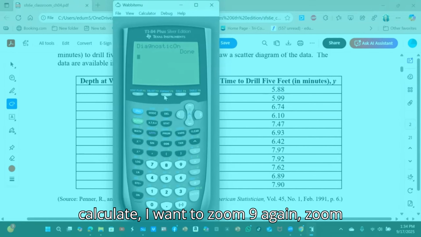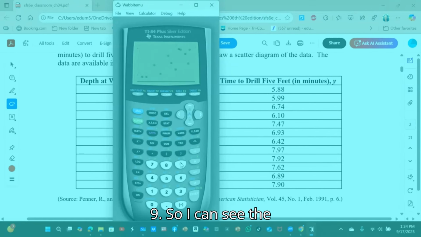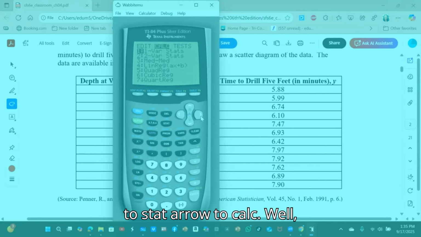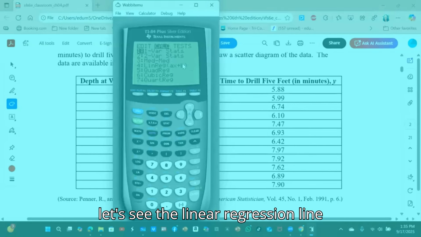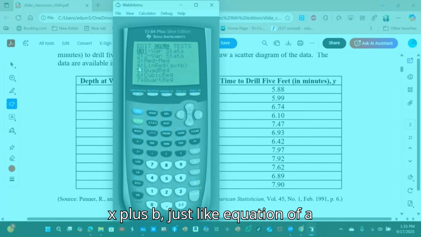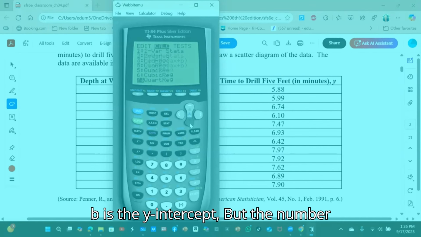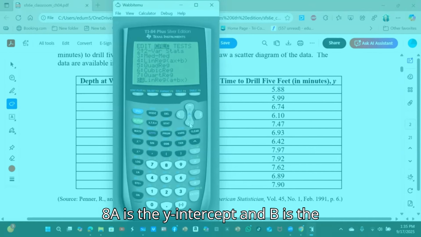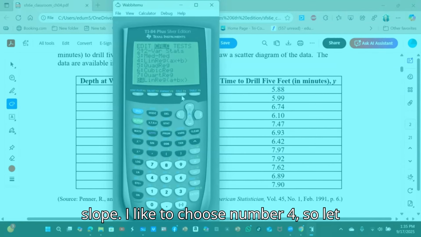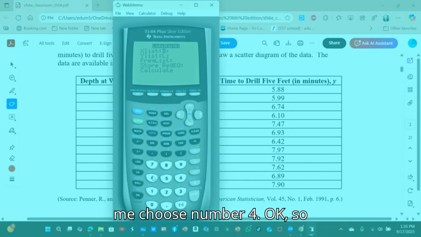Before I calculate, I want to zoom 9 again, so I can see the scatter plot. When I can see the scatter plot, I'll go to STAT, arrow to calc. The linear regression line ax plus b, just like the equation of a line, is number 4, and it's also number 8. In number 4, a is the slope, b is the y-intercept, but in number 8, a is the y-intercept and b is the slope. I like to choose number 4, so let me choose number 4. Okay, so I'm going to arrow down.